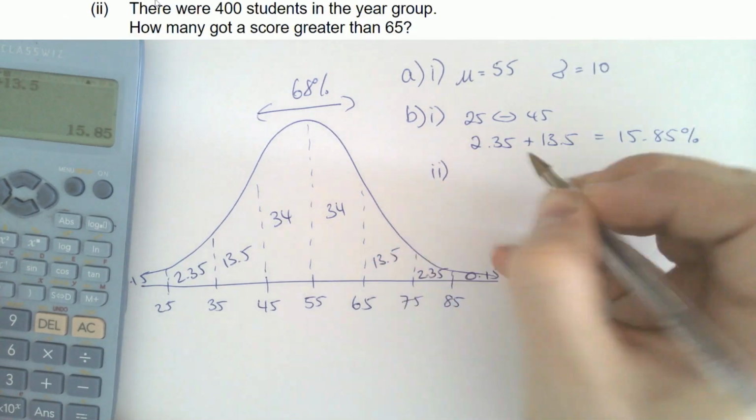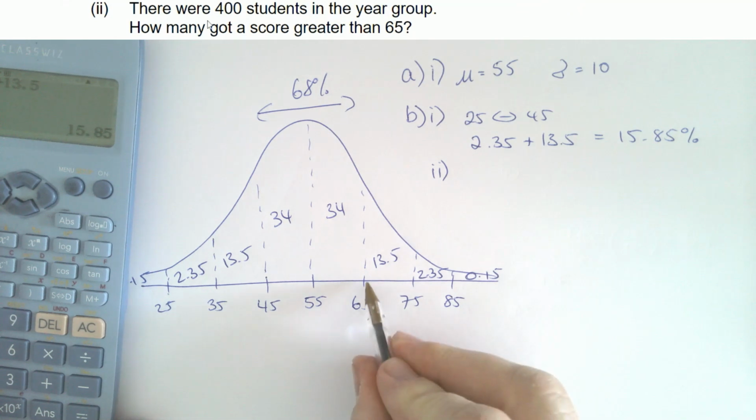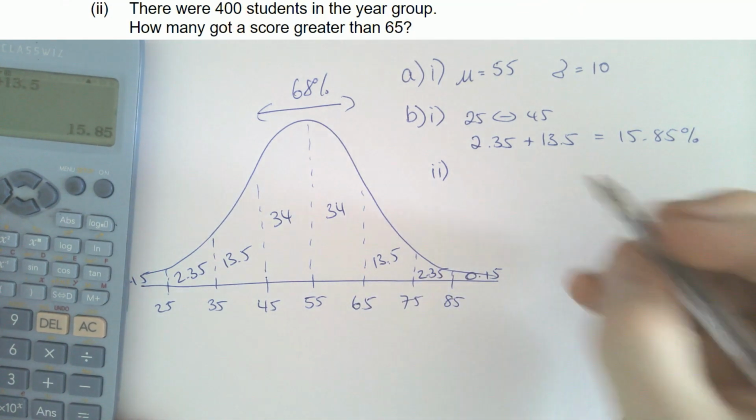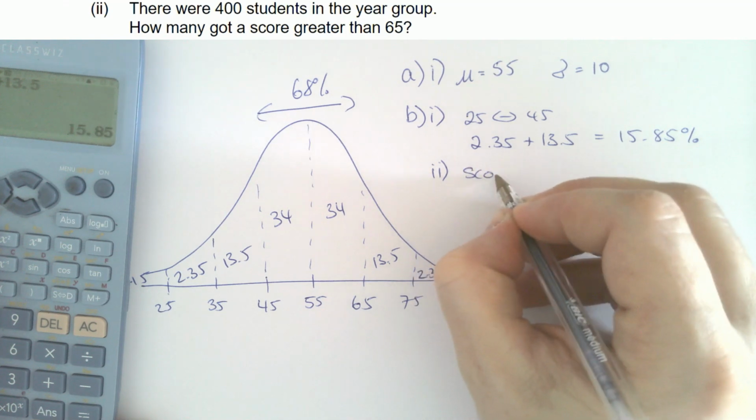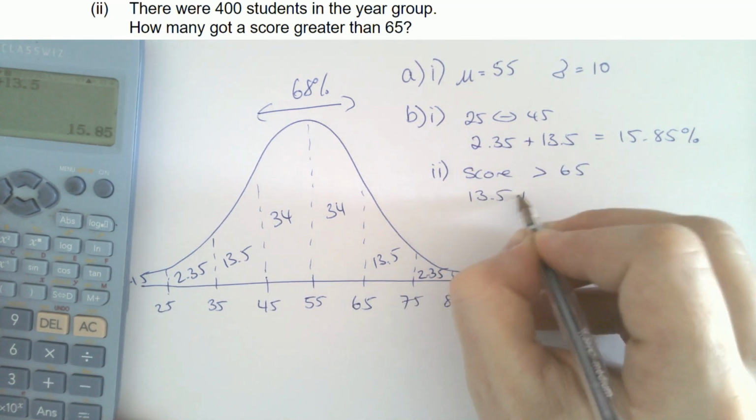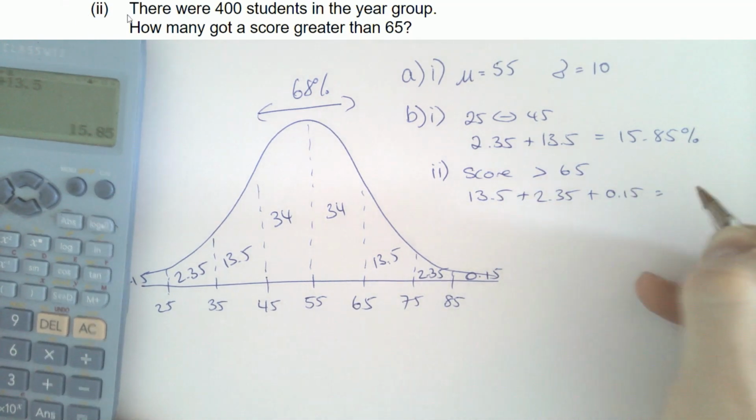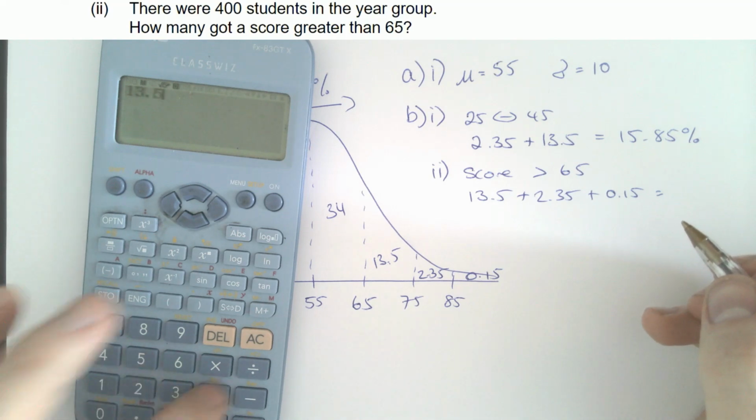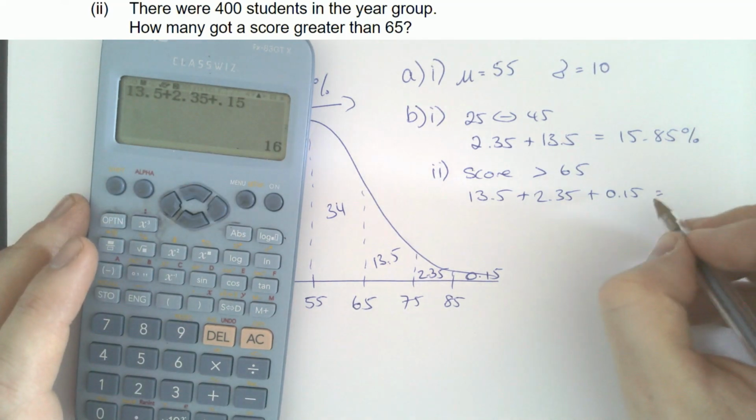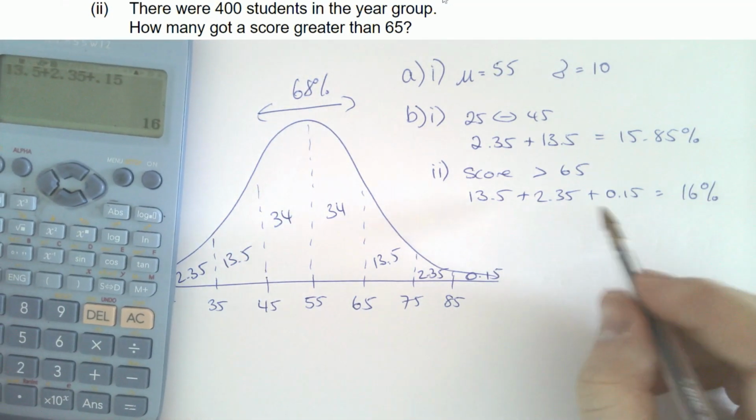Part B then, part 2. There are 400 students in the year group. How many got a score greater than 65? So greater than 65 is these three regions here. So I'm going to say score greater than 65 would be 13.5 plus 2.35 plus 0.15. So adding those together is 16%. So 16% of the students got a score greater than 65.